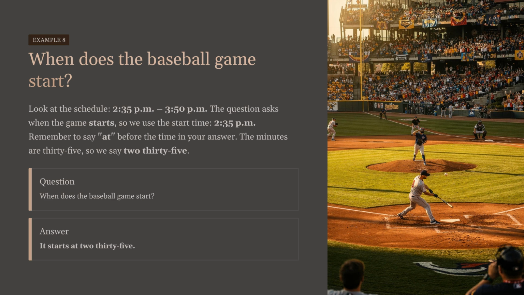Example 8. When does the baseball game start? The schedule says 2:35 p.m. to 3:50 p.m. We use the start time. It starts at 2:35. Hour first, then minutes.